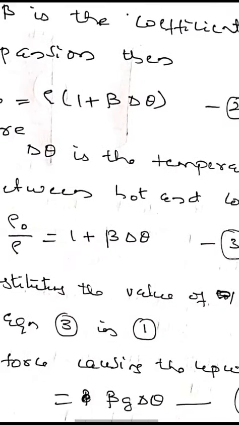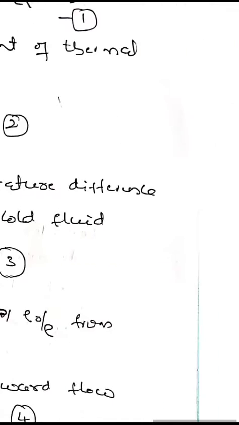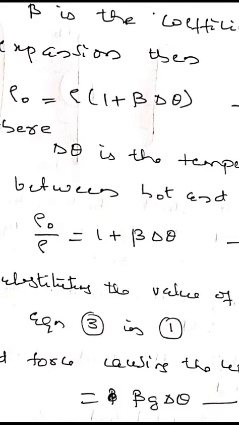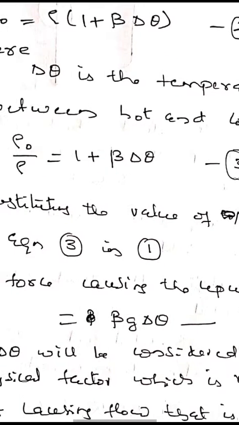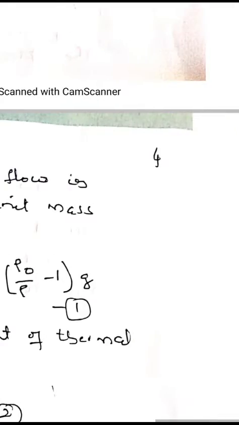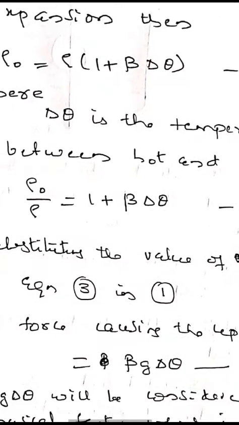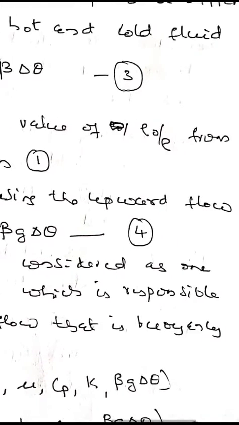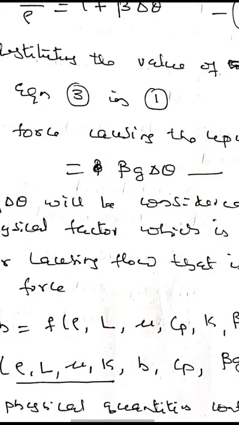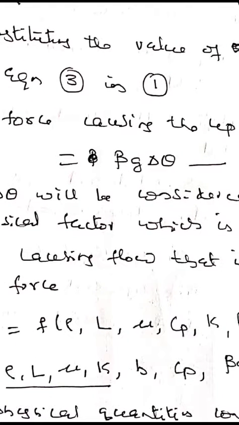In equation 2, delta theta is the temperature difference between the hot and the cold fluid. Then we get rho 0 by rho equal to 1 plus beta delta theta. Putting the value of rho 0 by rho from equation 3 in equation 1, you will get the net force causing the upward flow as beta g delta theta. So beta g delta theta is the force which causes the upward motion of the fluid particle. It is a representation of the buoyancy force.